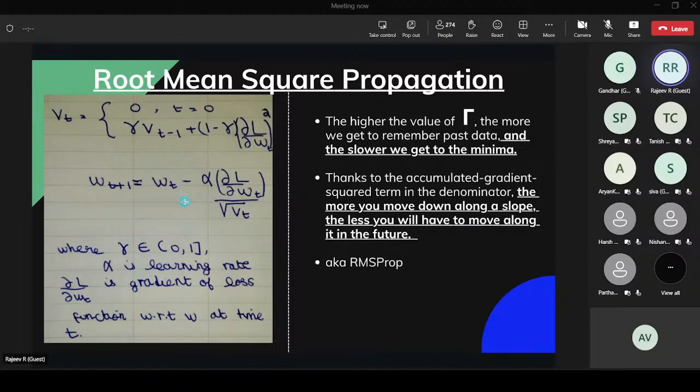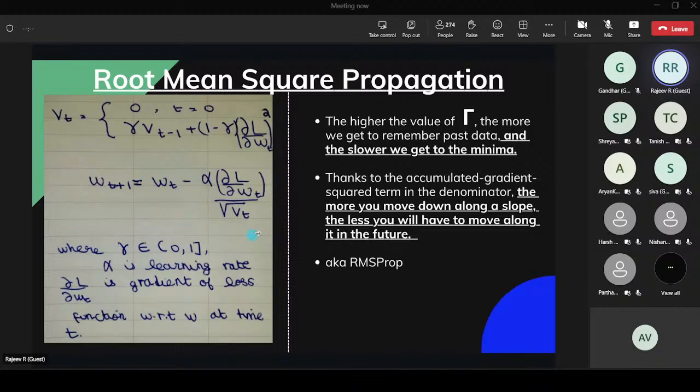Now, how does this help us? We have something in the denominator, so it may not be that it tends to make it faster, right? But you have a massive advantage of having the sum of gradients squared in the denominator. So let us try to visualize why that is the case.